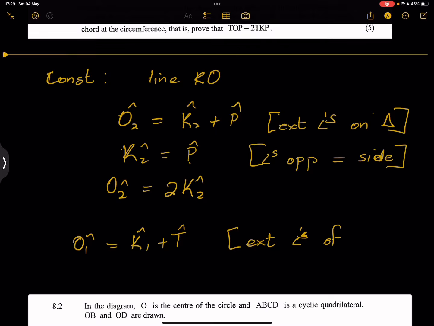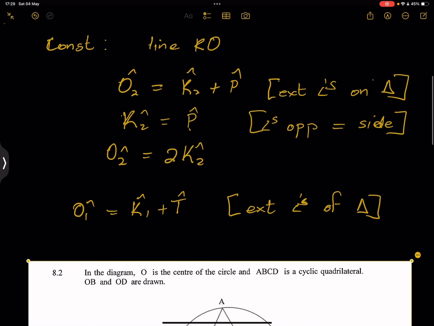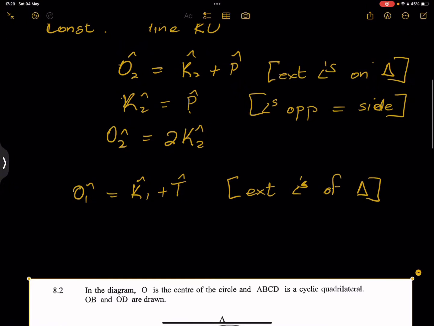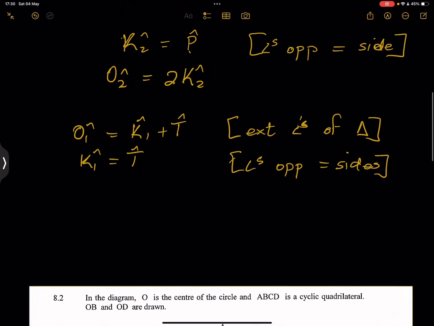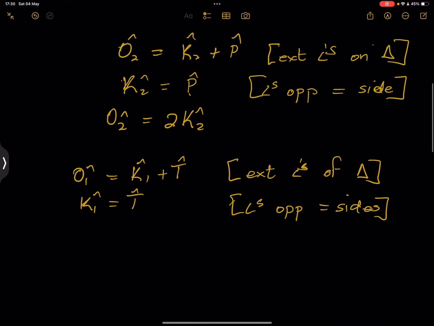of a triangle, right? Okay, so I'm just going to take this down a little bit so that I have some space. And again, what do I note? K1 is equal to angle T. Again, these are angles opposite equal sides. All right. And finally, what do I say? Therefore, it means that O1 is equal to 2 times K1.